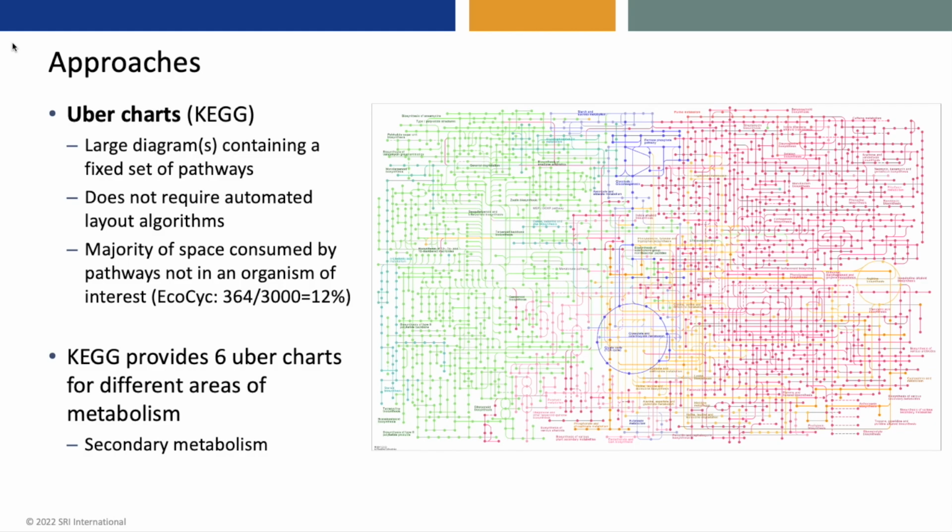One of the main limitations of this approach is that the majority of space is consumed by pathways that are not in a given organism of interest. For example, E. coli, which has 364 metabolic pathways in EcoCyc, that's only 12% of the 3,000 pathways in our MetaCyc reference pathway database. And since the Uber charts typically contain all known pathways in a given database, this means that the vast majority of the diagram that we're looking at is not actually relevant to E. coli.